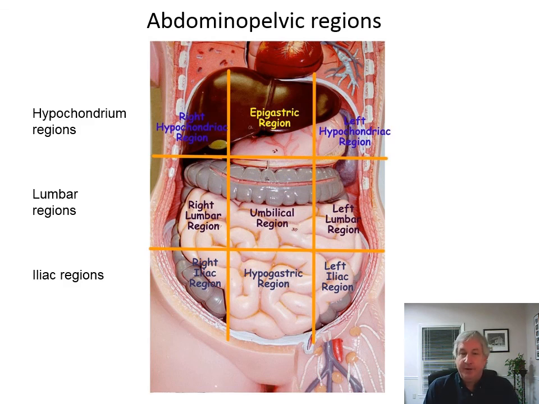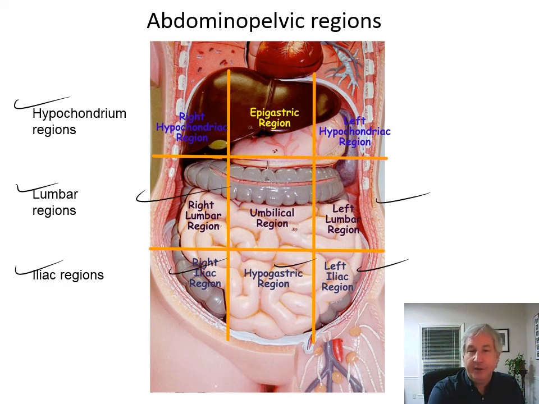tic-tac-toe view, the nine regions view. So the hypochondriac regions here, the lumbar regions, the iliac regions. You have the right and left iliac regions with the hypogastric region, the right and left lumbar regions with the umbilical region, and the right and left hypochondriac regions with the epigastric region. Sometimes it's easier to remember in rows going down or up, whichever way you want to do it, or you can remember it from right to left, whichever way you want.